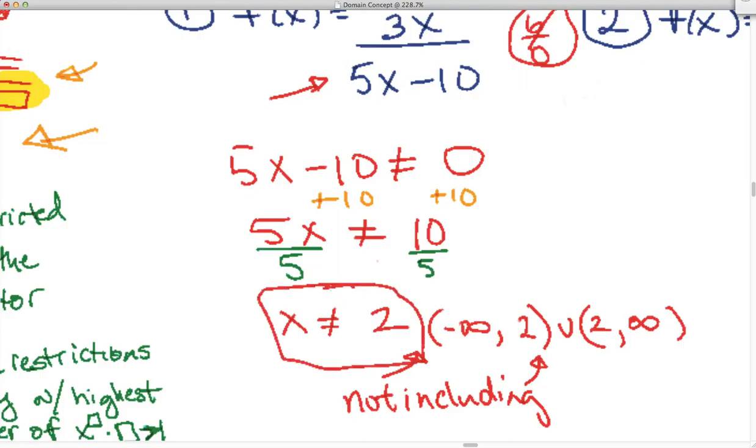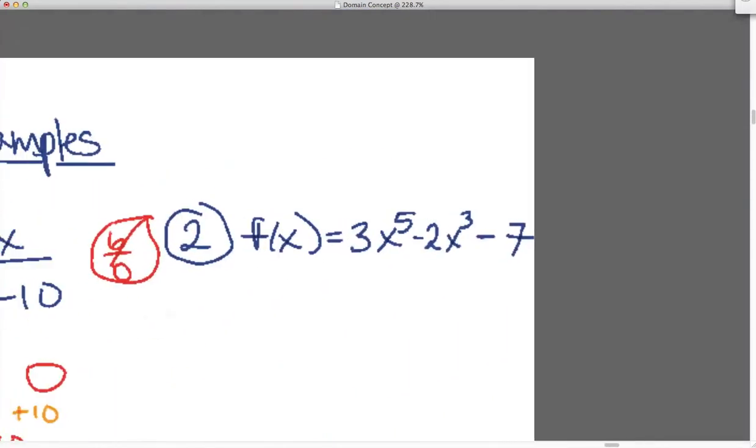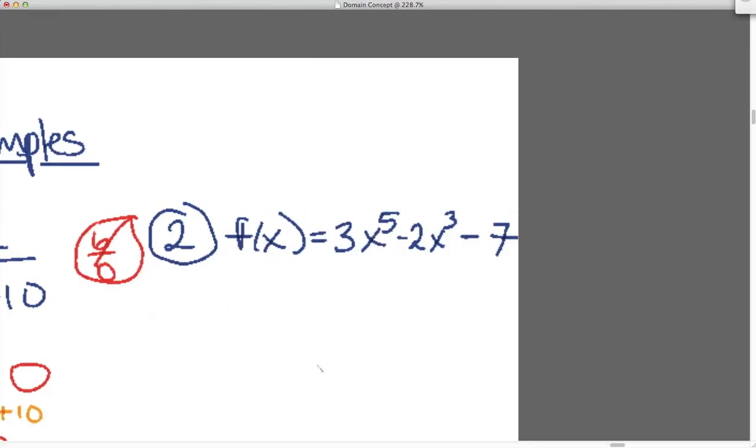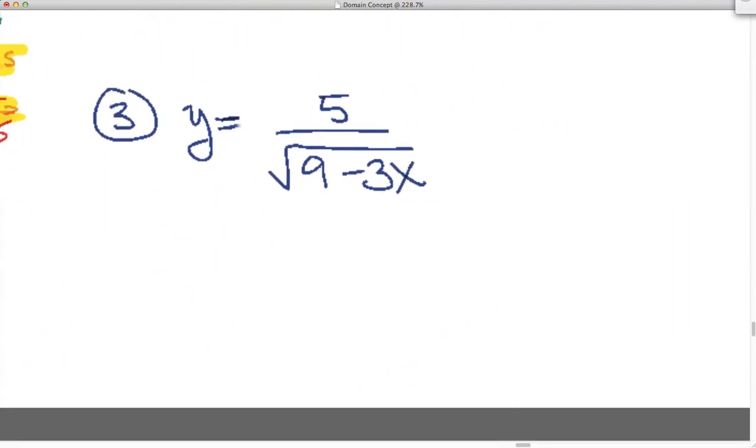Let's look at the next example. The next example is just a polynomial. Do you see a square root there, or an even root? Do you see a denominator? No. So the answer right away can be written as all real numbers, or you could have written negative infinity to infinity. Any number I plug into there is okay for that function.